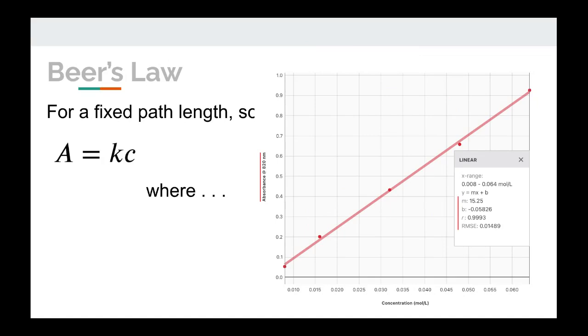And what this is valuable for is if you have known concentrations, you can make this plot. And then you can use this plot in reverse to find out what is a concentration of an unknown solution. So you can use this equation, absorbance equals 15.25 per molar times concentration, to find out an unknown concentration. Or you can just read it off the graph. So let's say our absorbance was 0.5, and we wanted to know what concentration that corresponds to. Just read it off the graph.